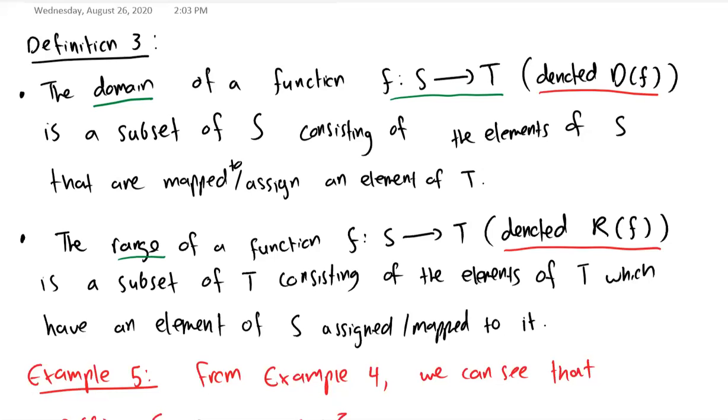And then similarly, the range of a function, again mapping the set S into the set T, is a subset of the output set. So it's a subset of T, consisting of the elements of T which have something mapped to it. And again, in all the examples that we've seen, the range of the functions has always been the whole set T. But we'll see in examples in a moment that it's not always the case that the range of the function equals the whole output set T. So to remember, the domain is a subset of the input set S, and the range is a subset of the output set T.